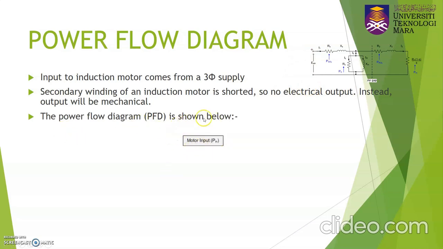If you have an induction motor like this, you have a motor input, which is P in. Since your circuit has two different parts, the stator part and the rotor part, the motor input goes to the stator, and then to the rotor. In the stator there will be losses.